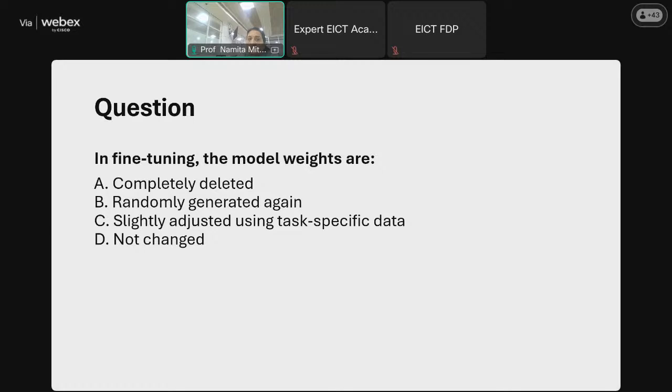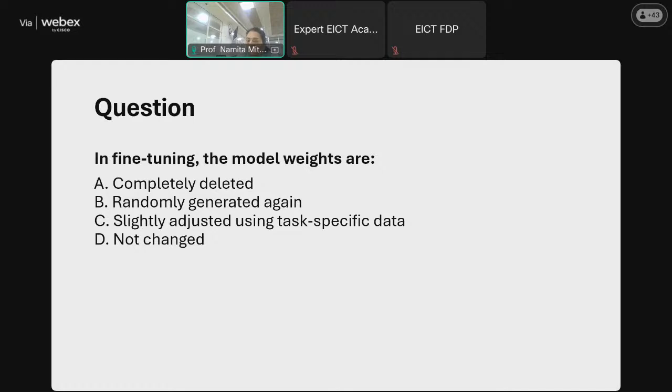So in fine tuning, the model weights. Priyanka Gupta is saying B. The fine tuning, the model weights are completely deleted. Model weights, no. Randomly generated again, no. Slightly adjusted using task specific data set, not changed. So correct answer is we tuned according to need.